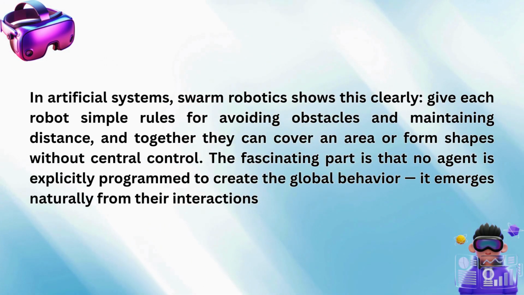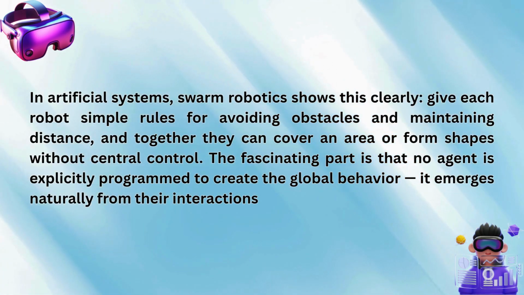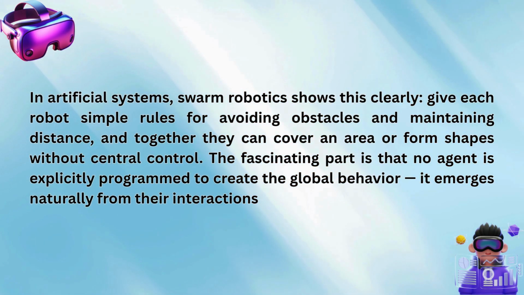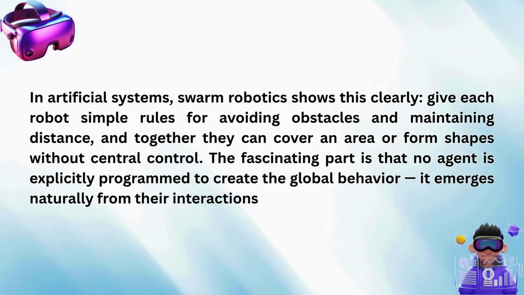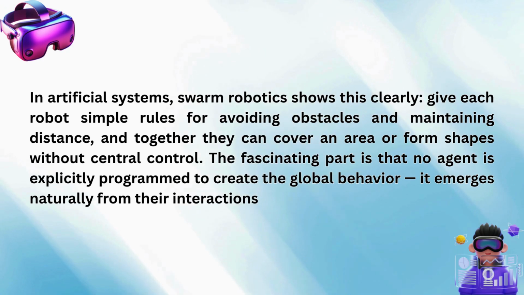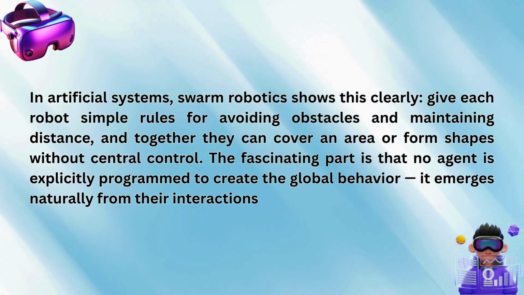In artificial systems, swarm robotics shows this clearly. Give each robot simple rules for avoiding obstacles and maintaining distance, and together they can cover an area or form shapes without central control. The fascinating part is that no agent is explicitly programmed to create the global behavior. It emerges naturally from their interactions.